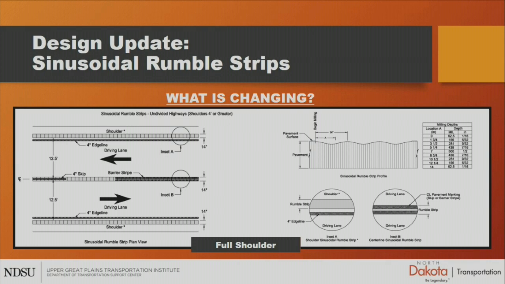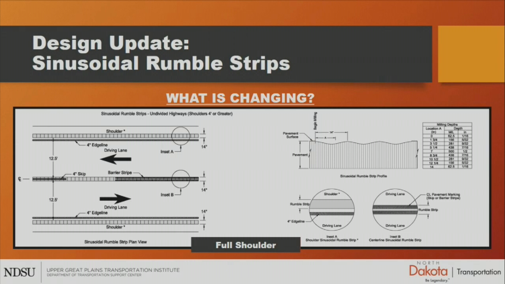But some of the biggest differences here are going to be that the sinusoidal type is ground continuously, and you can see the peaks and valleys there on the right side of my slide. They're spaced about 14 inches center to center, which is a little bit further apart, whereas our current standard is 12 inches apart, and they're a series of individual slots rather than that wave-like pattern.